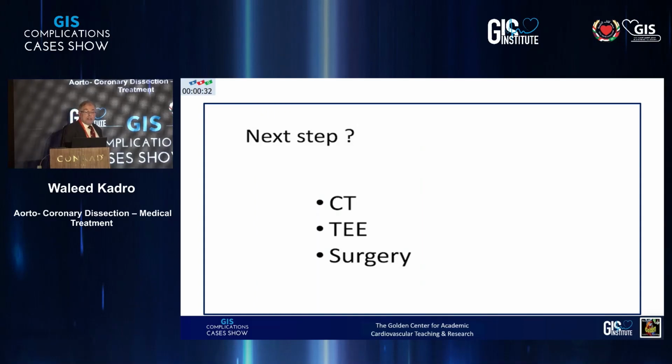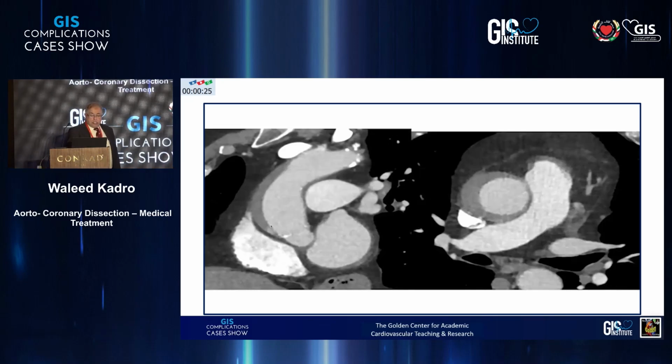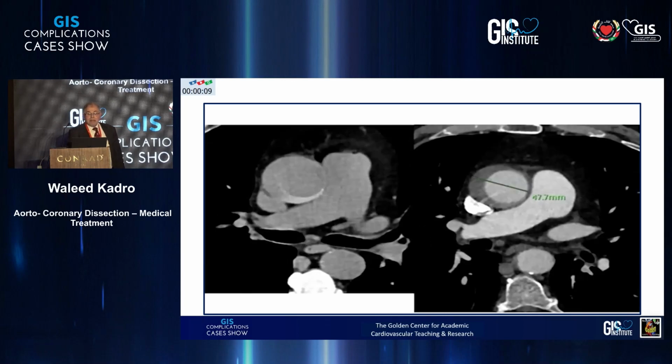So the next step is to do CT or TEE or surgery. The patient was stable, so I did not consider surgery at all. But this is the CT, and you see that we have the dissection, here, and extending more than 40 millimeters. So I have to write to Bill O'Neill and tell him that I have a case of more than 40 millimeters.